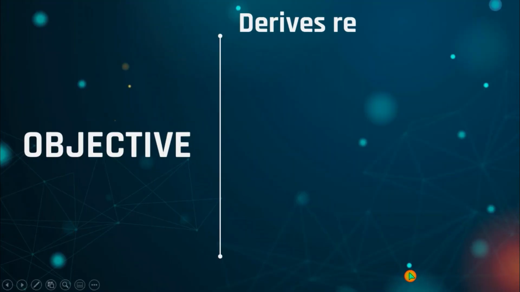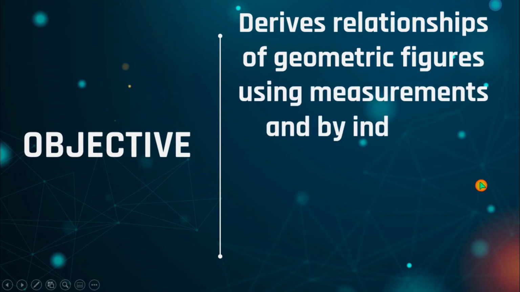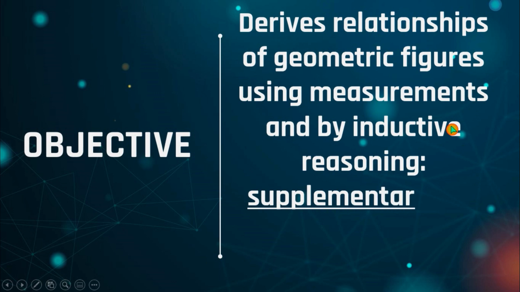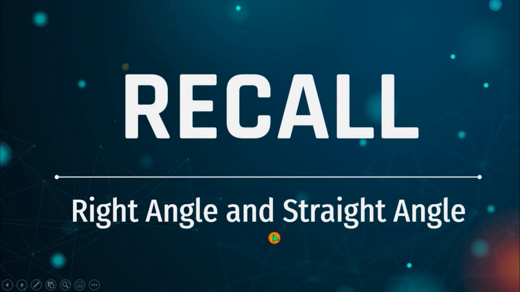Okay, so the objective is that we're going to derive relationships of geometric figures using measurement and by inductive reasoning. And that will be all about supplementary and complementary angles. Actually, we still have a lot of angle pairs to discuss, but that will be part 2 of this video. For today, I'll be only focusing on supplementary and complementary angles. Now, just a sort of recall, the two most important angles that you need to be mindful of are the right angle and straight angle, kasi may kinalaman yon sa lesson natin for today.